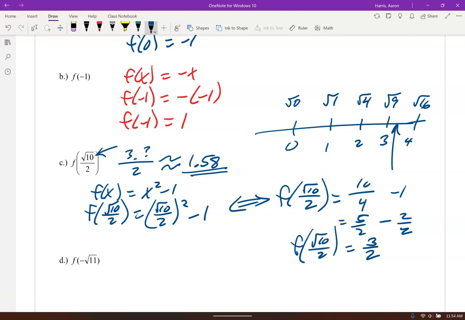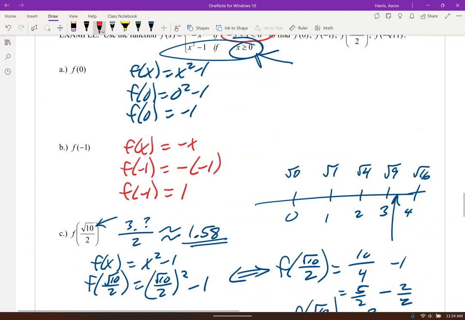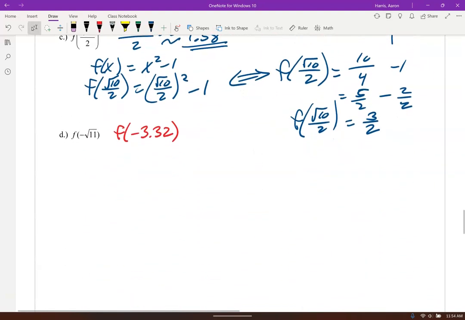And finally, let's do negative square root 11. Well, if you punch that in, square root of 11 is 3 point something. So this is negative, let me see what you get. You actually get negative 3.32. So I'm looking at negative 3.32. So that's this top one. I'm less than negative 3. So f of x equals 0. Plugging it into that one.